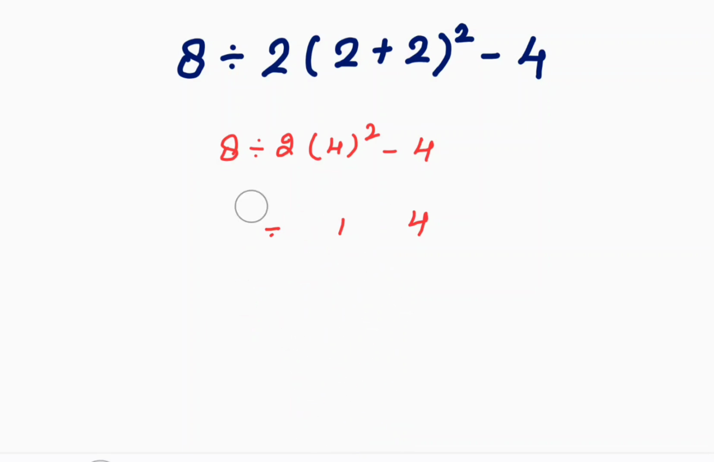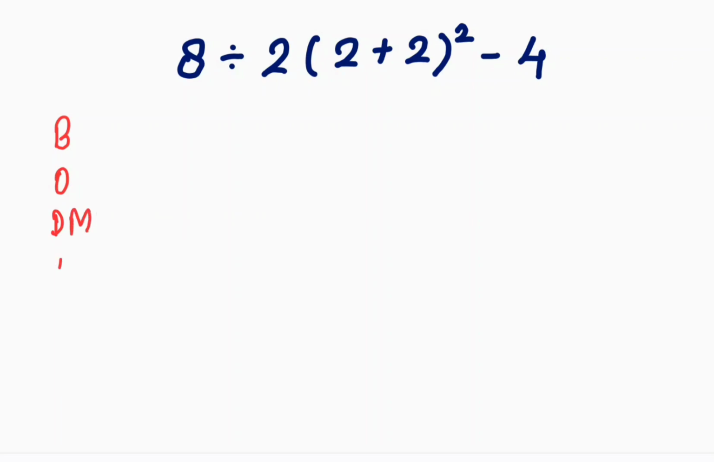Let's see the correct usage of the BODMAS method. I always write BODMAS like this so that you know division and multiplication have the same priority and are solved from left to right. Similarly, addition and subtraction are of the same priority and are solved from left to right. Let's solve the bracket first.